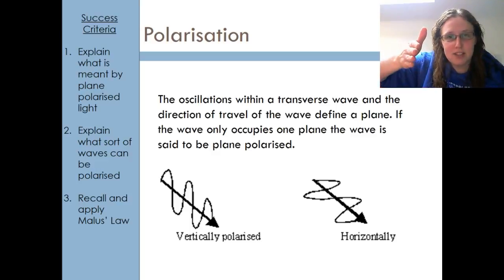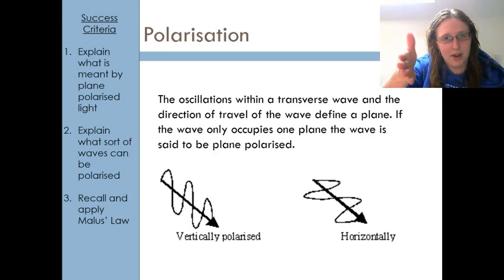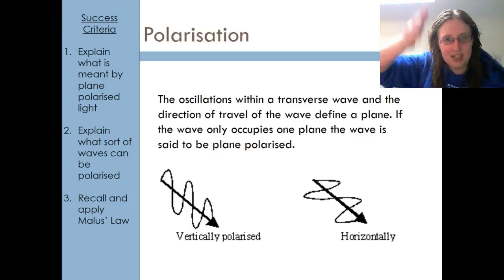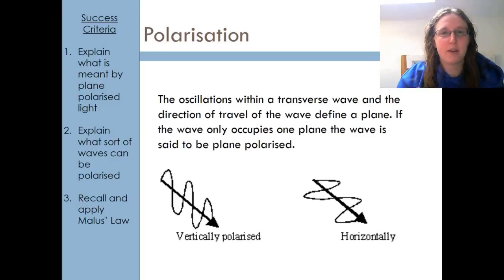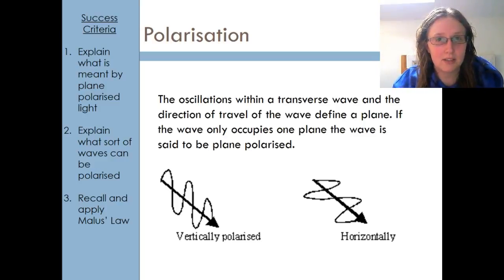So it's just oscillating up and down and it's traveling this way. If it wasn't polarized, I could have oscillations at any angle all the way around, so it would be occupying all those planes all the way around. But it's just oscillating and travelling in this direction, so it's only one plane. It's just like a sheet of paper. And that would be a plane polarized light, or just polarized light.